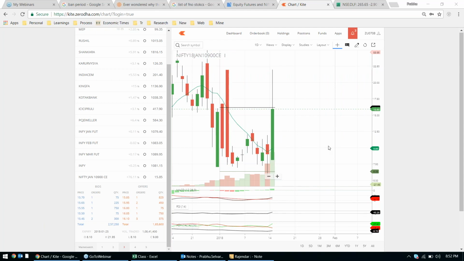Okay, next. Can we check option chart? Yes, you can check option chart. What is the upper circuit and lower circuit? There's no upper circuit, lower circuit for this. We'll cover it later. Let us not bring that into this concept. We'll take it separately.